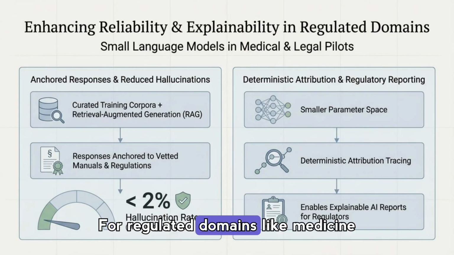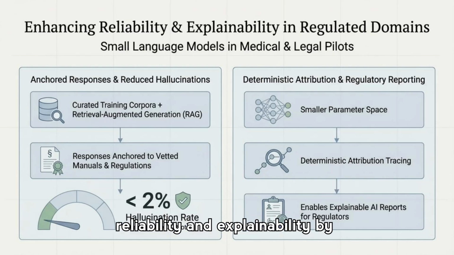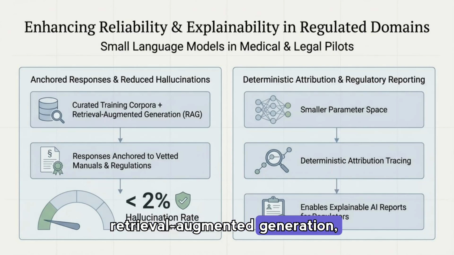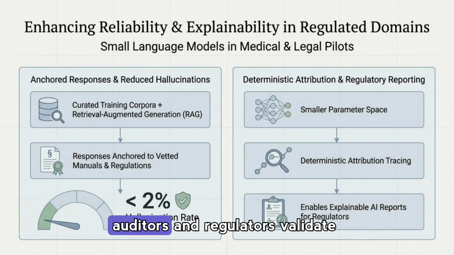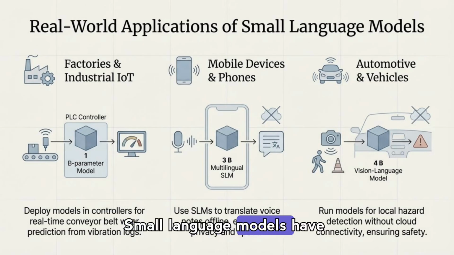For regulated domains like medicine and law, small models improve reliability and explainability by anchoring responses to vetted corpora and using retrieval-augmented generation, which drops hallucination rates below 2% in pilots. A smaller, more deterministic parameter space also enables attribution tracing and creates explainable reports that help auditors and regulators validate model behavior.